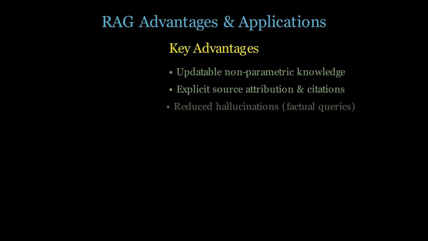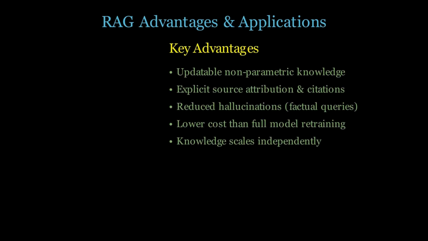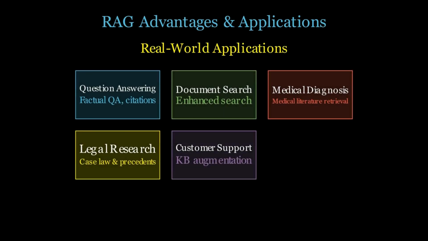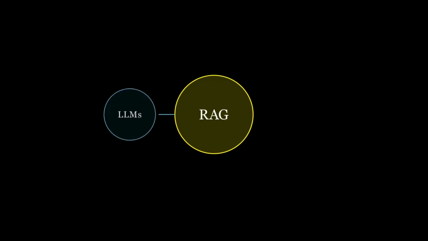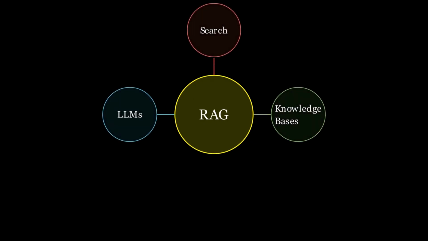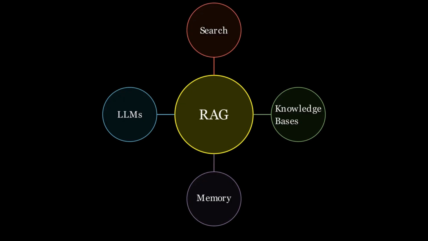RAG advantages and applications. Key advantages of RAG: updated non-parametric knowledge, source attribution and citations for verifiability, accuracy, cost efficiency, and the ability to access external data. And when it comes to real-world impact, RAG's applications are both powerful and diverse. From question-answering systems and virtual assistants to legal document analysis, RAG is proving to be a game-changer. As you can see, RAG brings together language models, knowledge, search, and memory into a single intelligent framework, making it one of the most promising architectures in the evolving landscape of AI.